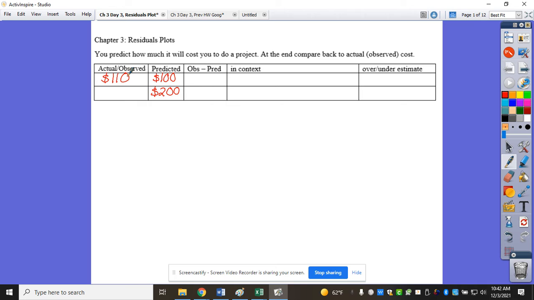So I can now see how wrong I was, which is what this column is. My observed minus my predicted, which is what? $10. In words, what does that mean? What does 10 mean? I was $10 off because it ended up costing $10 what? More than I expected, more than predicted. So if it cost more than I predicted, was my estimate an underestimate or overestimate?